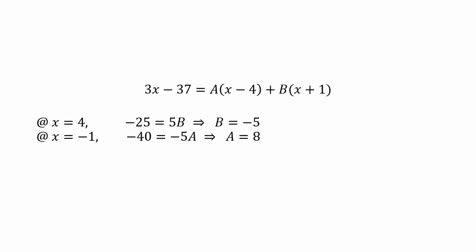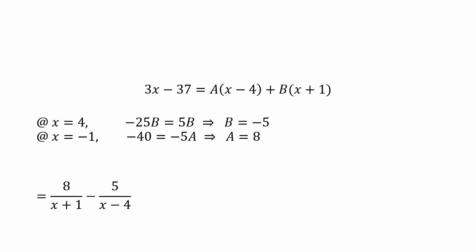Now the last step is to plug these A and B values back into the partial fractions that we had, which ends up as 8 over (x + 1) minus 5 over (x - 4). And now we have our fully solved partial fraction.